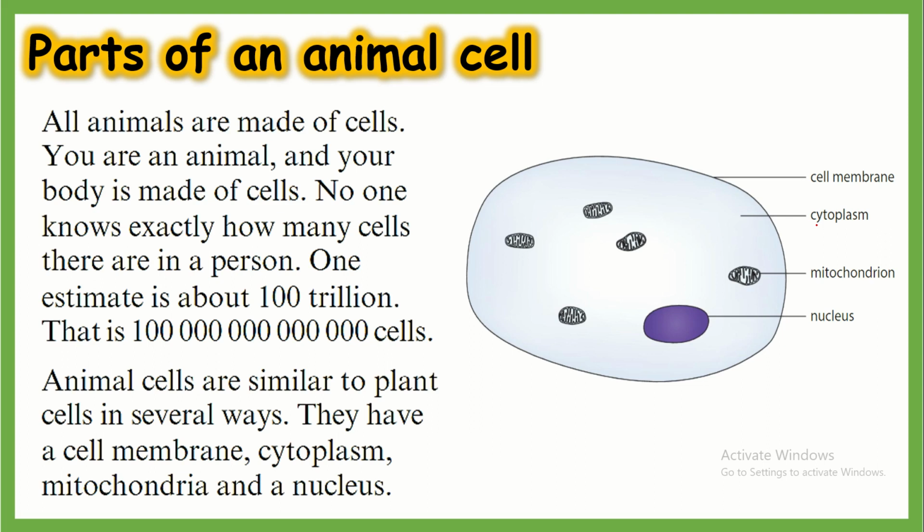Cell membrane. Cell membrane is the outer layer of the cell, and it protects the animal cell from the external environment, from the external attacks. It protects the animal cell. So these are the main components of an animal cell.